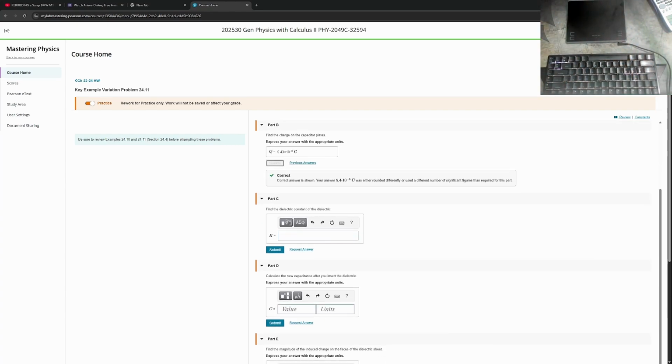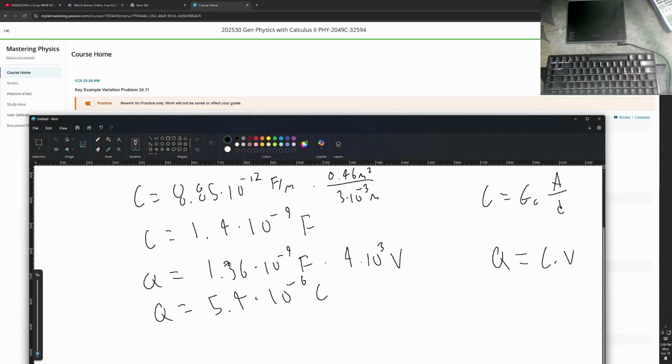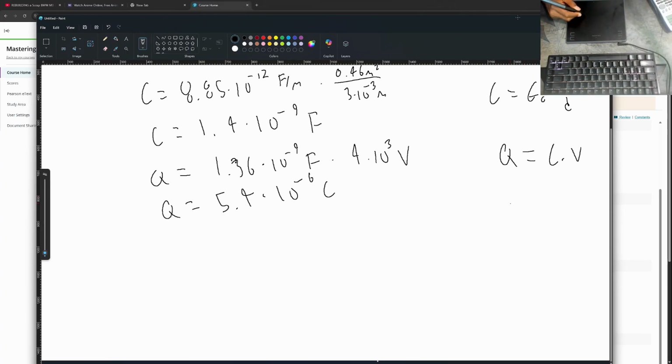The next part asks us to find the dielectric constant of the dielectric. To find the dielectric constant, you can just use the voltage formula, where the voltage is equal to the initial voltage divided by the dielectric constant, which we can rearrange to get the dielectric constant equal to the initial voltage divided by the new voltage. So the voltage is going to equal the initial voltage divided by the dielectric constant, which rearranges to the dielectric constant equal to our initial voltage divided by our new voltage.